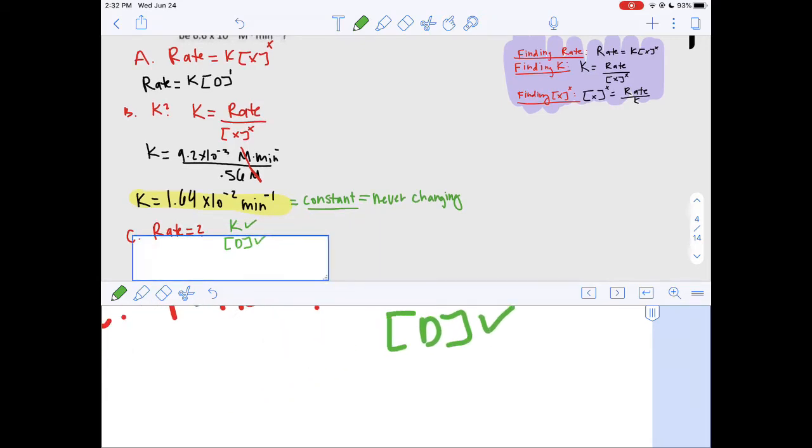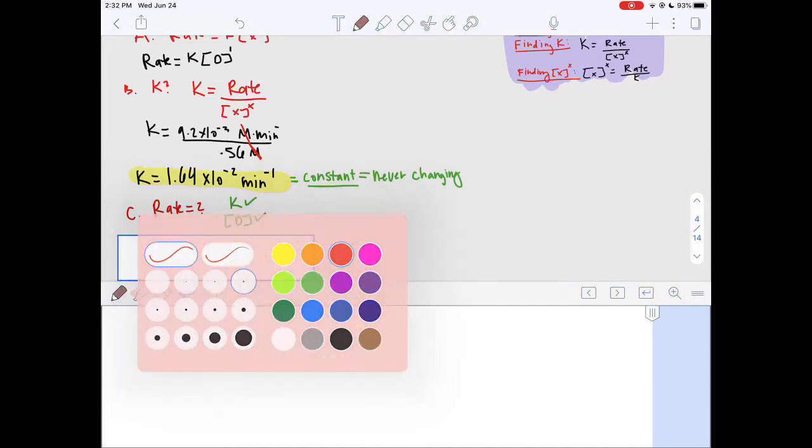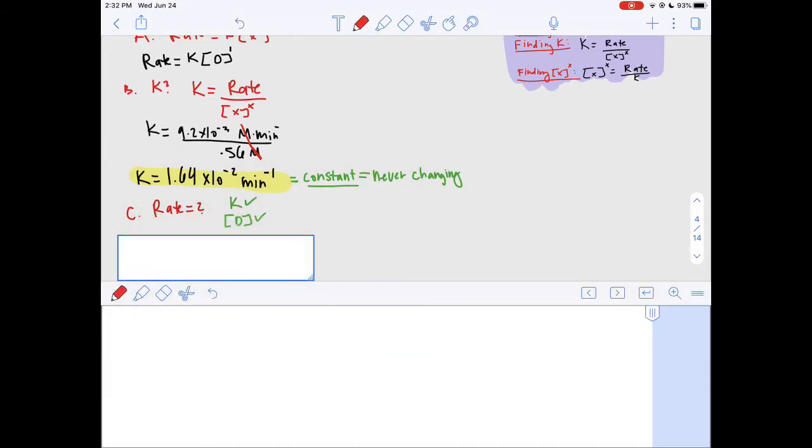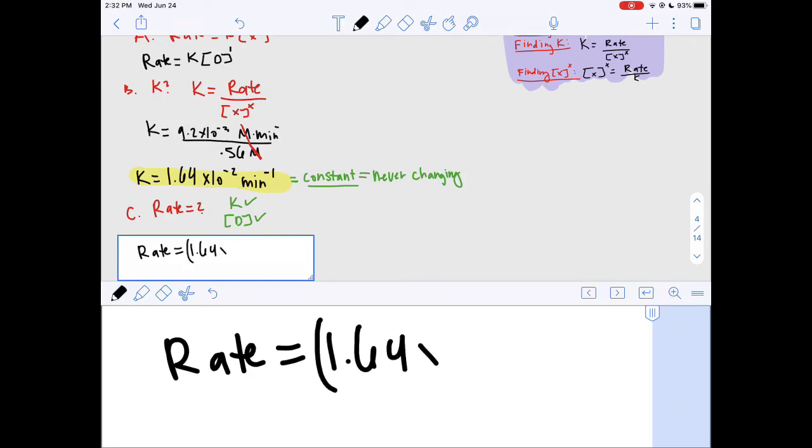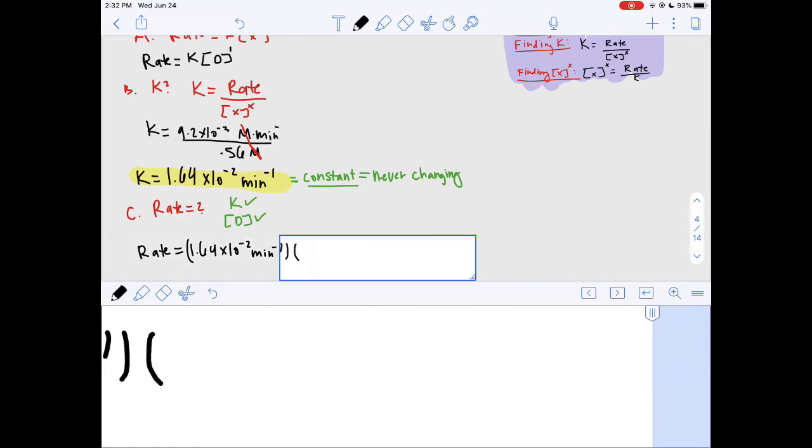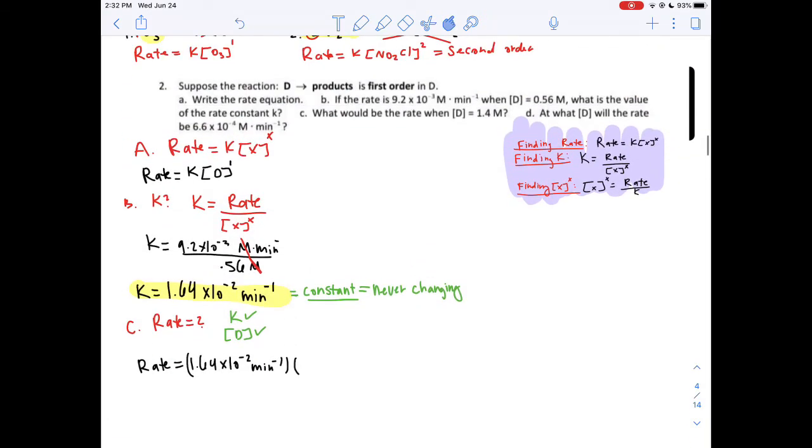So you need to find rate. In order to do that, I'm going to go back to black. You just use a regular rate law equation. So rate equals K, which is 1.64 times 10 to the negative 2, because we literally just found that out, times the molarity of D, which is 1.4 M.